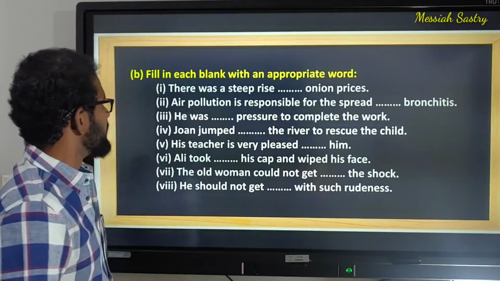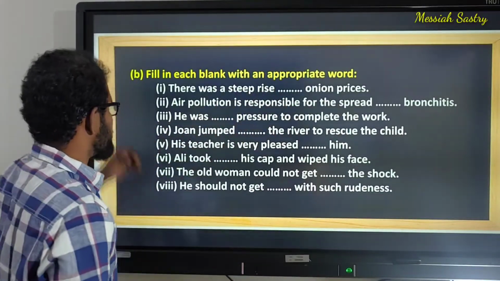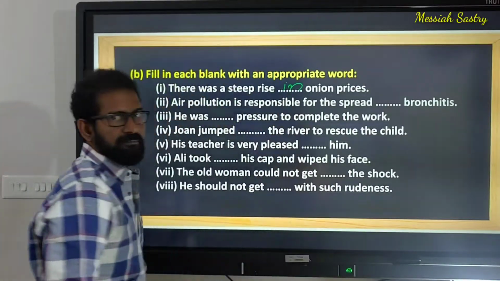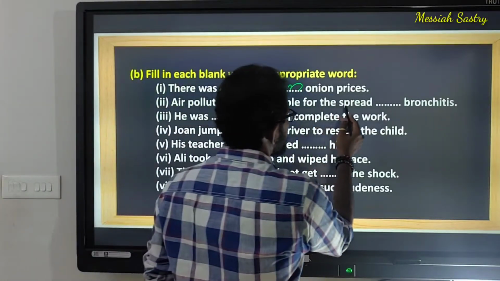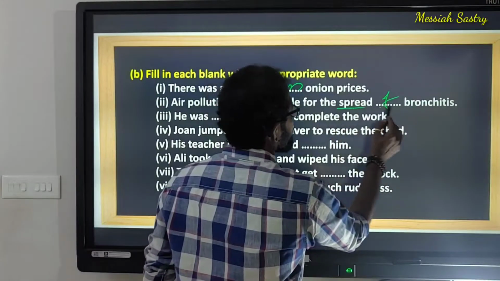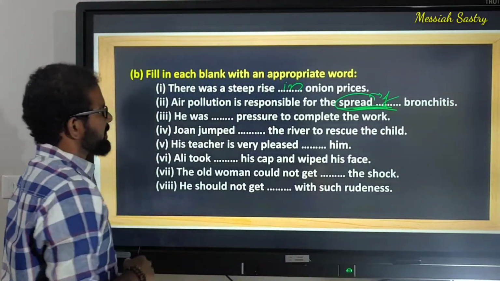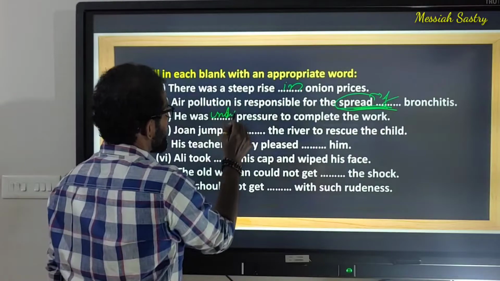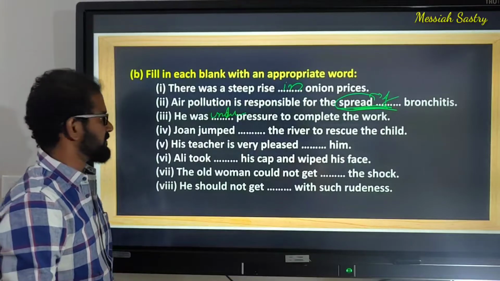Second question, fill in each blank with an appropriate word. Prepositions. We have to fill the blanks with the correct preposition. There was a steep rise in onion prices. Rise in onion prices. Air pollution is responsible for the spread of bronchitis. Spread of bronchitis. He was dash pressure to complete the work. He was under pressure to complete the work.